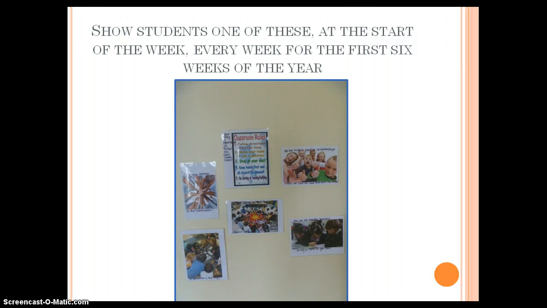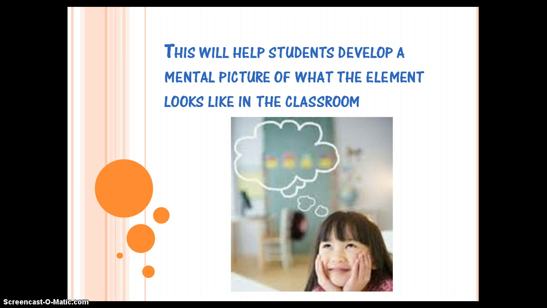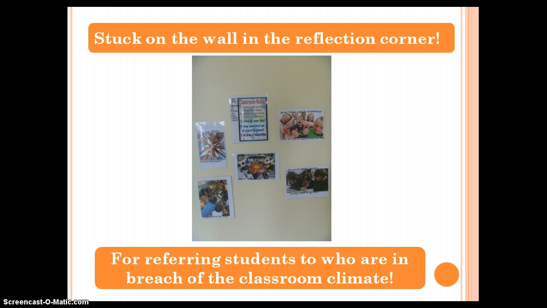They will be asked to think about what that element would look like to them in the classroom. At the end of the week, the whole class would discuss and reveal each explanation so students can develop a mental picture of what it looks like in the classroom. The go-to cards will then be stuck up in the reflection corner of the classroom for the teacher to refer students to read and reflect on an element if they are in breach of creating an inclusive classroom climate.